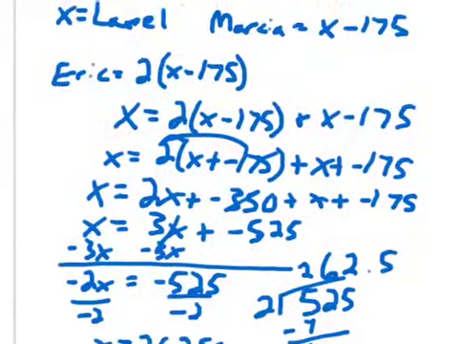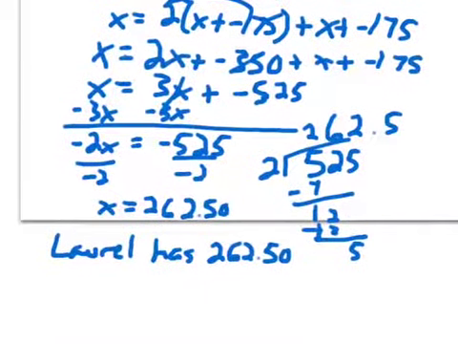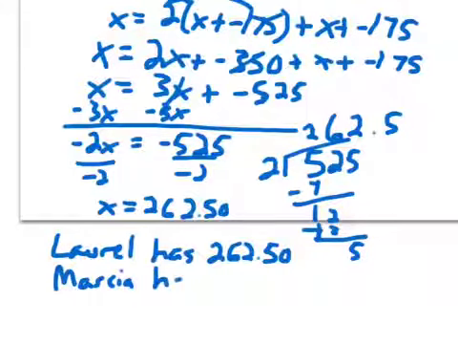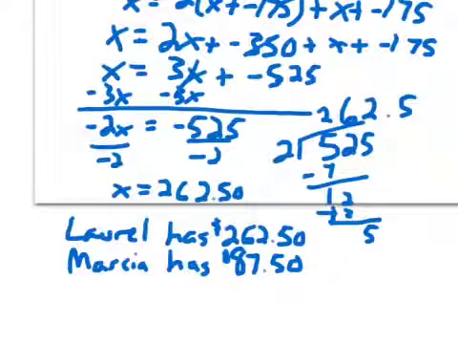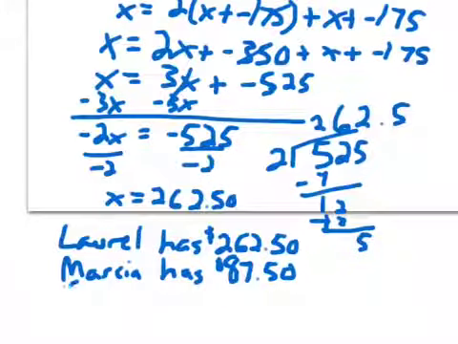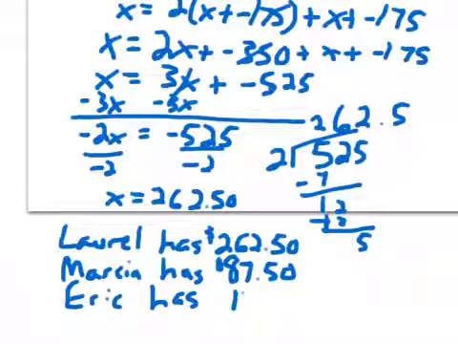Marcia was that minus 175. So Marcia has $262.50 minus 175, and that is $87.50. And then Eric had twice Marcia's money. And 2 times Marcia's money is $175.